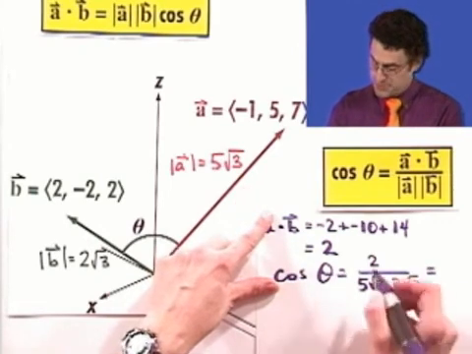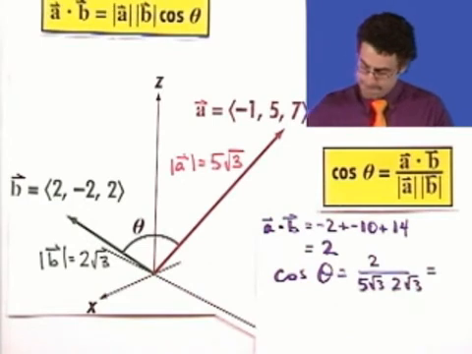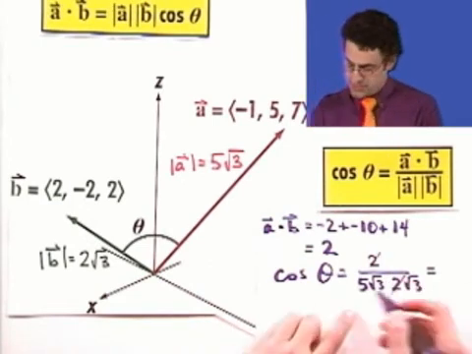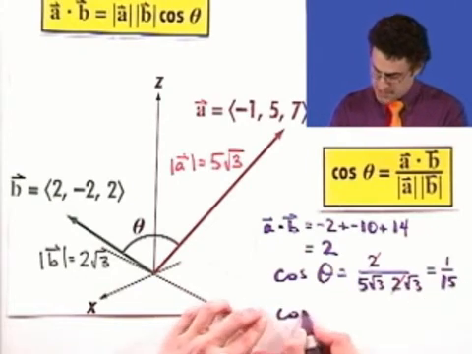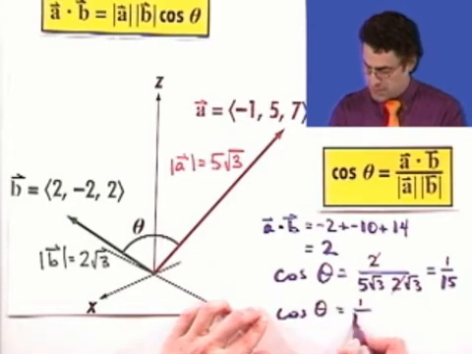And what does that equal? Well, the 2's actually cancel. And square root of 3 times square root of 3 is just 3. 3 times 5 is 15. And so I see this is 1/15. And so I see that cosine of theta equals 1/15.